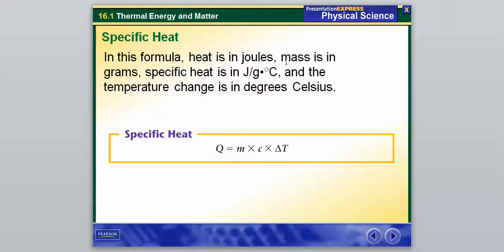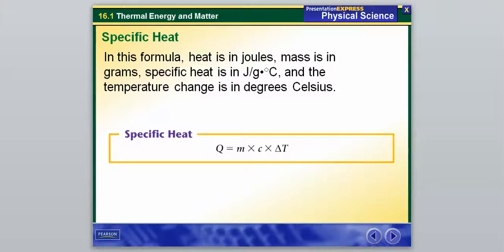M is going to be mass. Specific heat uses the letter C, and that's how much is required to change the temperature. And then the temperature change is delta T. So for the quiz, this will tell me who's listening and who's not: heat is represented by Q, mass is M as always, specific heat is C, and the change in temperature is delta T.